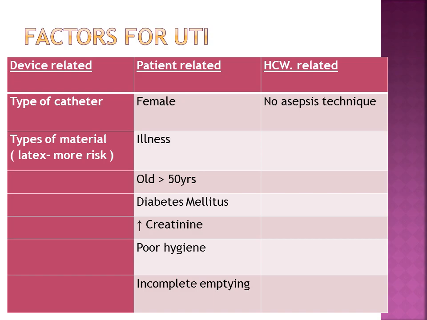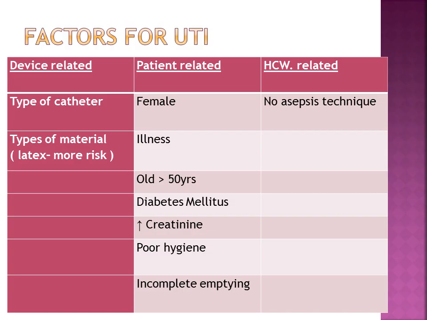Now we will see what are the factors causing urinary tract infection. It is divided into device related, patient related and healthcare worker related. First we will see device related. In that, type of catheter is very important. Which type of catheter is used, that gives the urinary tract infection. Then type of material, whether it is latex, so it is more risky.